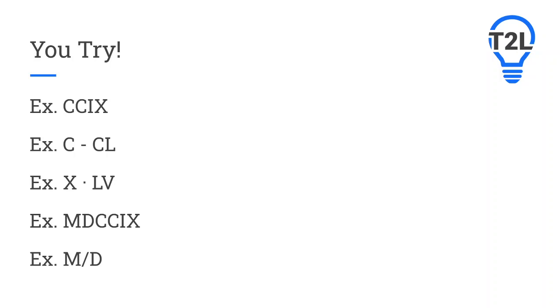Alright, so for the first one, you have CCIX. So basically, CC is 200, because C is 100, so there's 2 of them, so 200, and then IX is 1 before 10, which is 9, so 209. The second one, an operation, so 100 minus 150, well, that's negative 50.